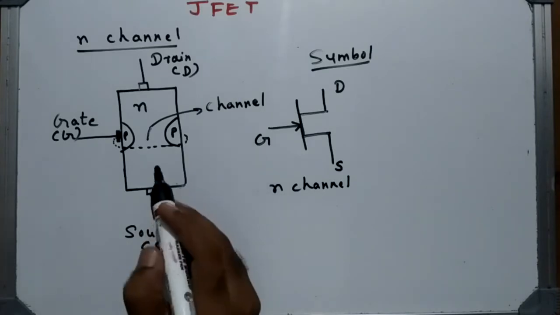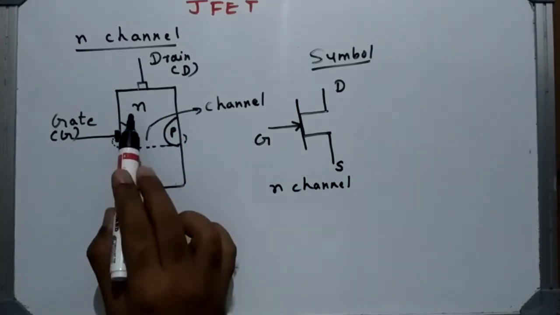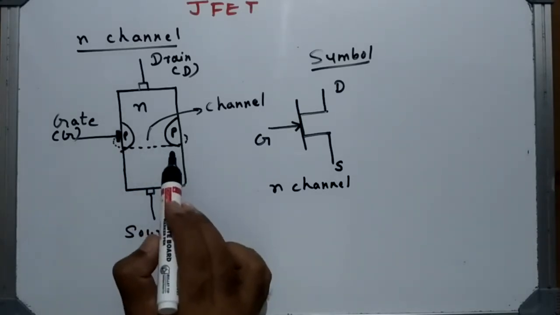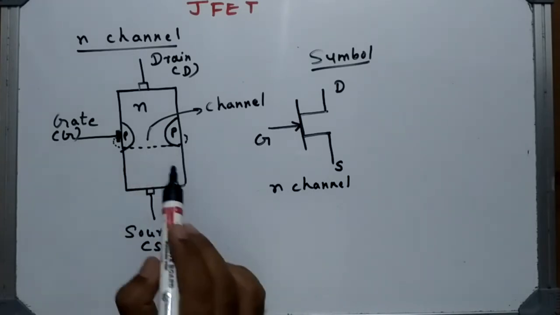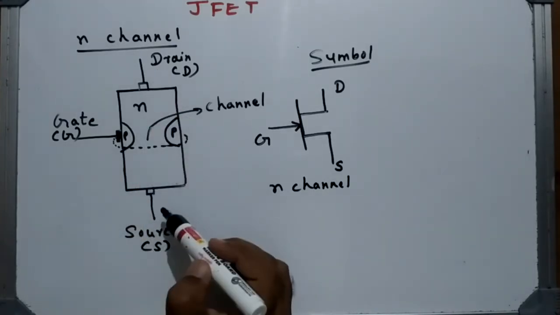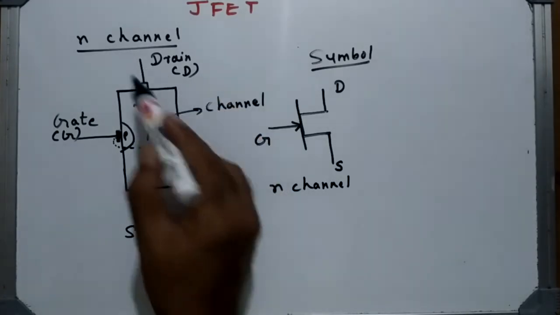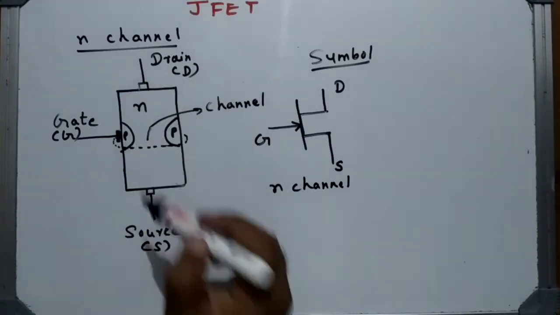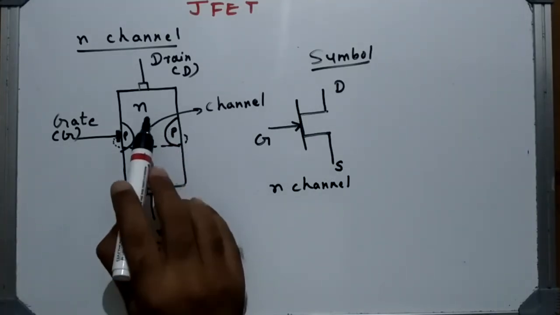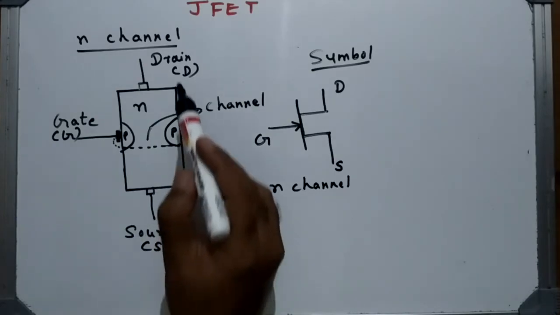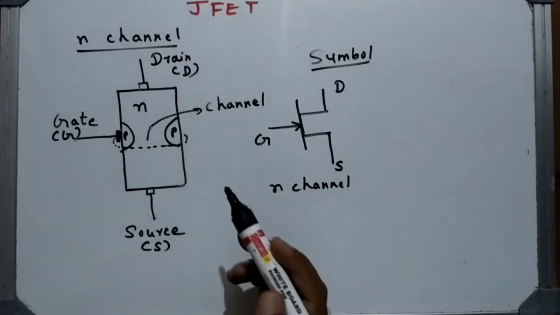What is the P channel JFET? It consists of a P type semiconductor bar, and on either side of the bar two heavily doped N regions are diffused. Only that is the difference. Now in this case, either N or P channel, source and drain are of the same type. In N channel, source and drain are N type and gate is of P type. In a P channel JFET, drain and source are of P type and the gate is of N type.